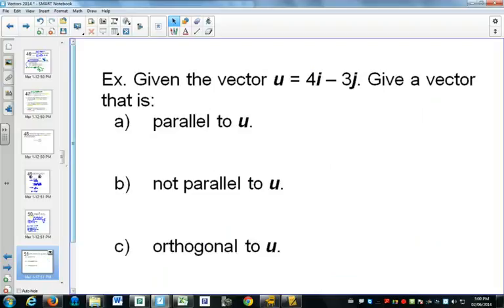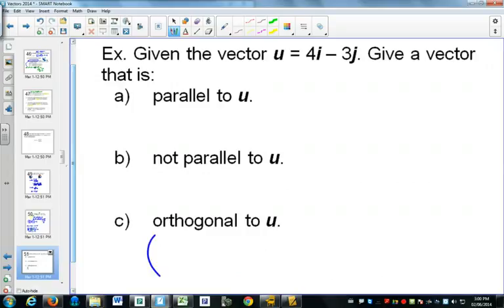All right. So we got a vector u. Give a vector that's parallel to u. Give one that's not parallel to u, and give one that's orthogonal to u. Which of those three do you think are easiest right now? C, because we just did orthogonal. Okay, let's start with C.